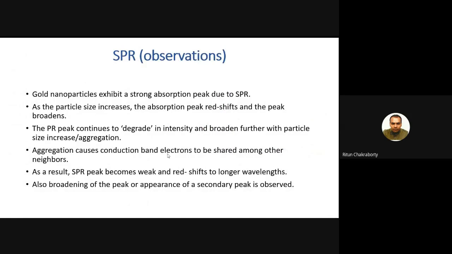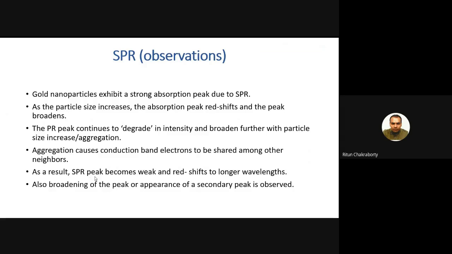So aggregation causes conduction band electrons to be shared among other neighbors. What happens during aggregation? The conduction band electrons are generally within the same nanoparticle if the nanoparticle size is small. But if there is aggregation, the conduction band electrons can move from one nanoparticle to another, and thereby there is a kind of destabilization. Aggregation leads to destabilization. Destabilization means the opposite of stability or stabilization. So small nanoparticles are stable; with aggregation, they become destabilized.